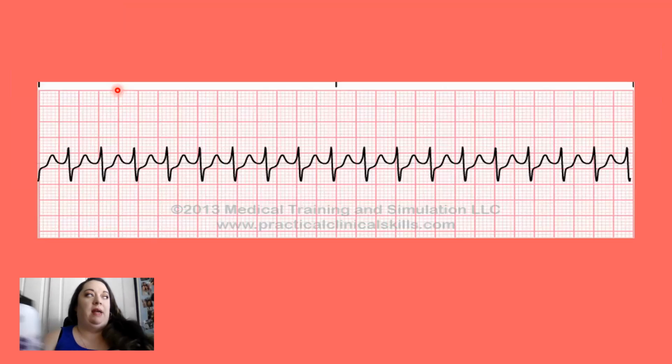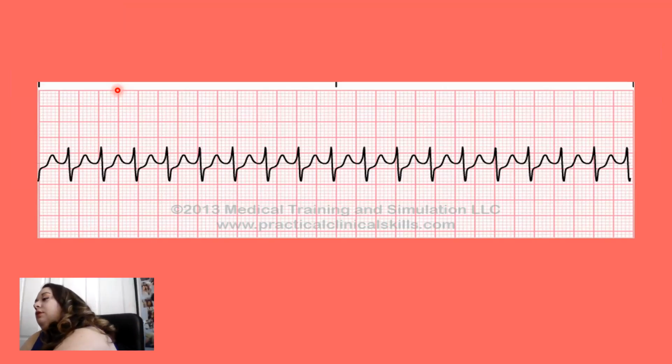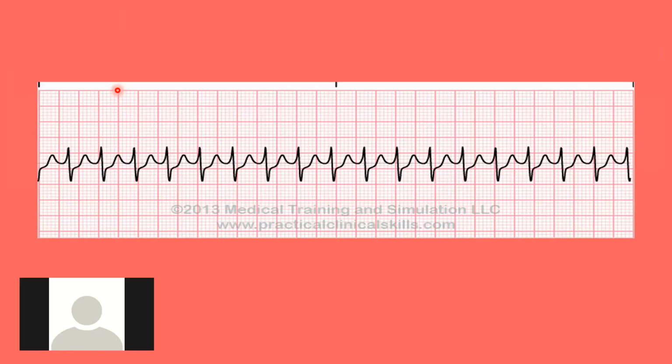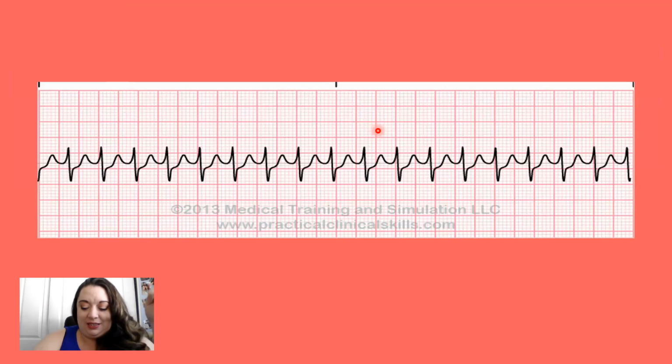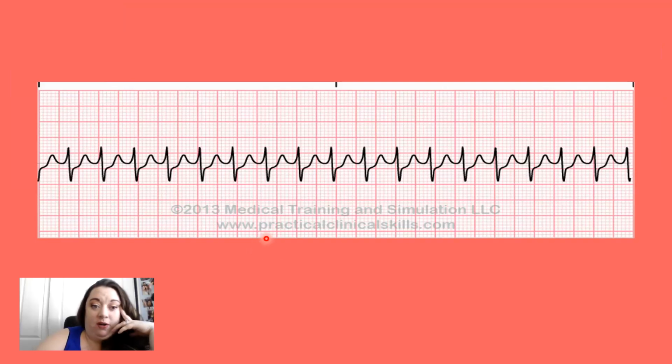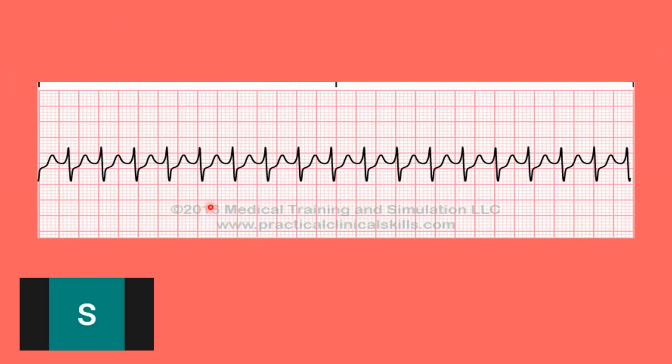All right, what's my rate here? 180 if I counted right. Yeah, you're right. It's 180, super fast. Is it regular or irregular? Regular. Yeah, it's regular. And then is there one P wave for every one QRS? Kind of. Kind of. Okay, that's a good answer, actually.